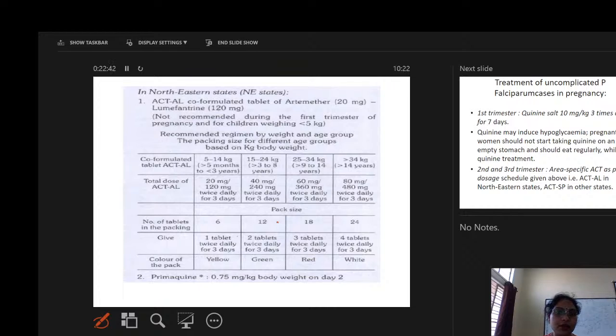Yes, as I told you all, in northeastern states, ACT-AL is a co-formulated tablet of artemether 20 mg and lumefantrine 120 mg. Not recommended during first trimester of pregnancy and for children weighing less than 5 kg. So it goes as this: total dose 5 to 14 kg or more than 5 months to less than 3 years, 20 mg and 120 mg twice daily for 3 days. Yeah, so this goes on, and then this is the number of tablets in packaging. Okay, 6, 12, 18 and 24. Color of pack: yellow, green, red, white. And then you'll have to give primaquine on day 2, 0.75 mg per kg body weight.